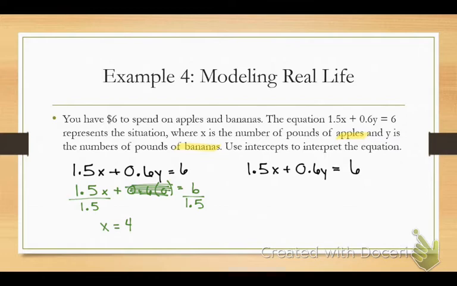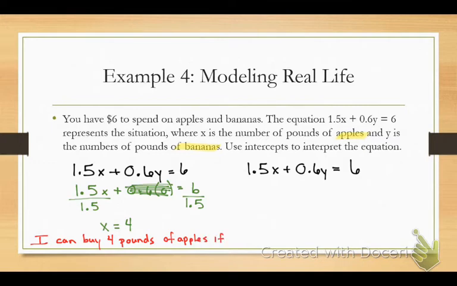Micah? If I buy 1.5 pounds of apples, it would be $4. No, but you're on the right track. Mason? I can buy 4 pounds of what? Apples, because x stands for apples. Okay? Of apples.